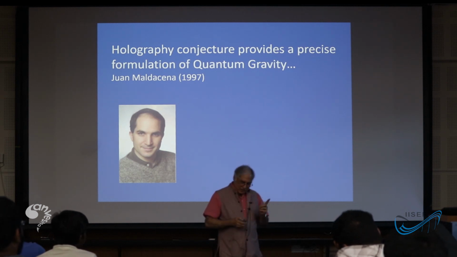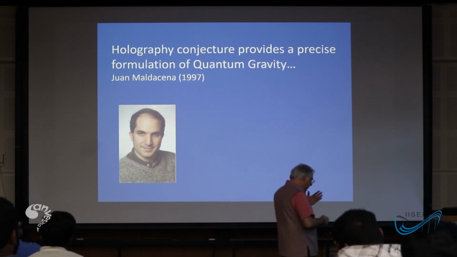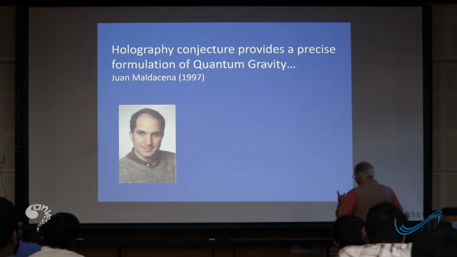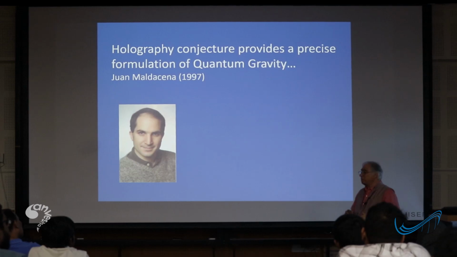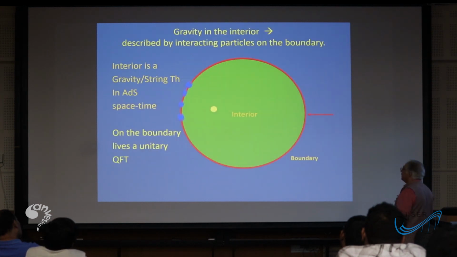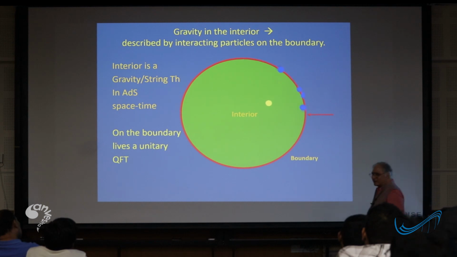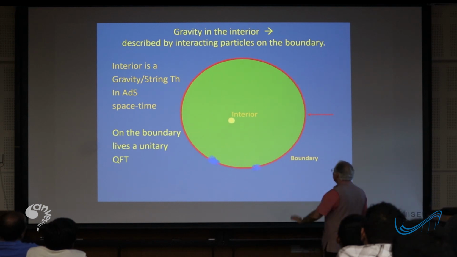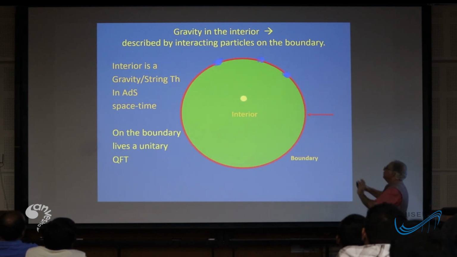So Maldacena, with insights from the work from the previous slide, especially the work on Hawking radiation and the microscopic theory, came up with this holographic conjecture that provides a precise formulation of quantum gravity. So I'll tell you what that is. I took these things from Juan's slides. So the idea, let me explain what it is.